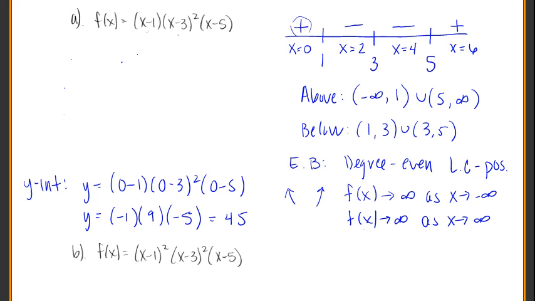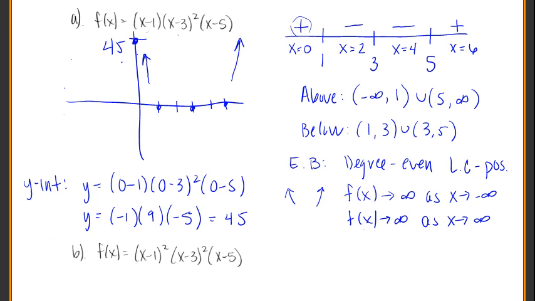Okay, so let's put all this information together and give ourselves a good idea of what this graph is going to look like. So we have x-intercepts at 1, 3, and 5. We have a y-intercept way up here at 45, so I'm just going to estimate it. My end behavior says that after I'm done on the right passing that last x-intercept, I should eventually be up. And on my left side, after I'm done passing that left intercept, I should eventually be up.